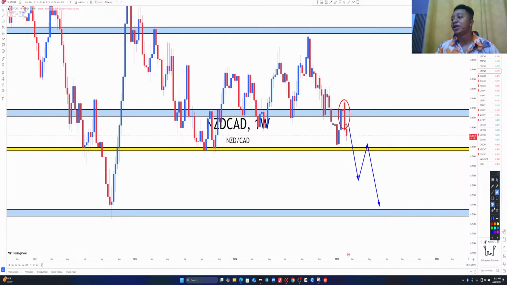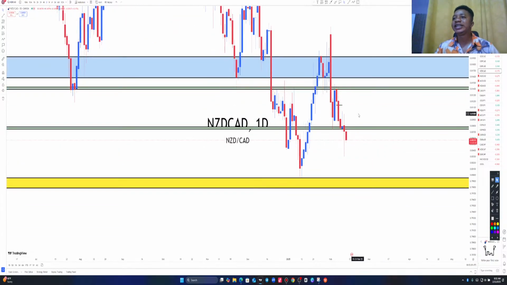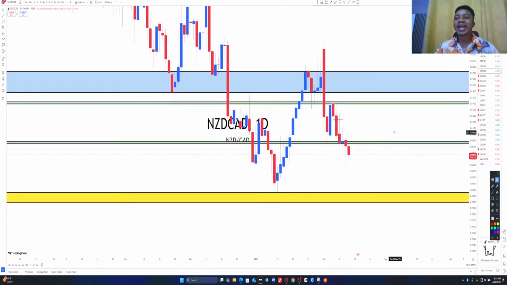All right. So now that we understand what the weekly is also doing, let's take it further again to the daily time frame. Understand the daily before the 4-hour time frame for more entries to the downside. All right. So let's go all the way to the daily time frame for more understanding. All right. So this is the daily time frame of NZD CAD.